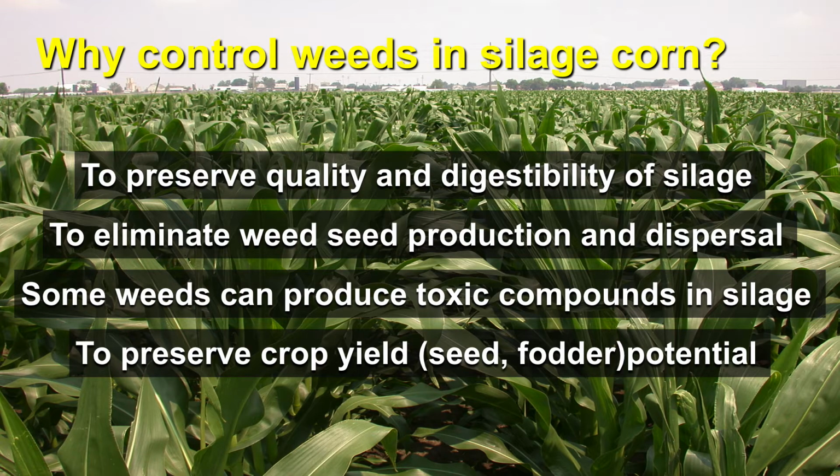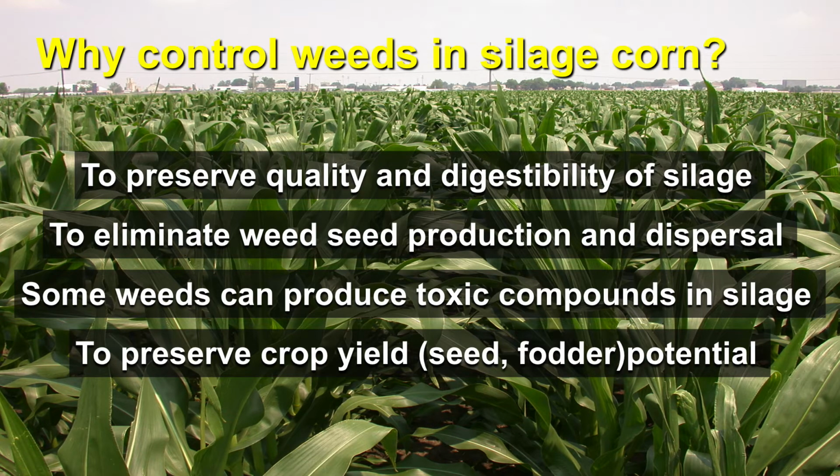There are many reasons why we do this, one of which, of course, is to preserve the quality and digestibility of the silage itself. Weeds growing with corn can actually reduce the nitrogen content of corn, which would ultimately affect the quality of the silage corn that's being used. A second reason would be to eliminate weed seed production and dispersal. We have many different types of weeds that can grow with corn, and any time that these weeds are allowed to exist long enough to make viable seed, we always then have that potential that these weed seeds would be dispersed through the silage corn process.